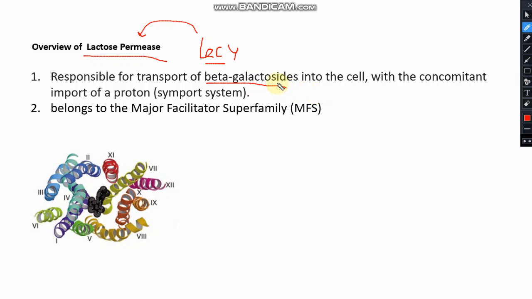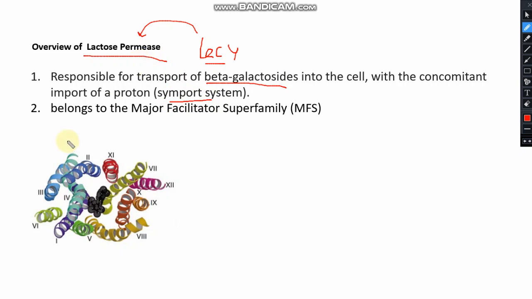The beta-galactosides are the compounds that contain the beta-galactoside linkage. The most abundant beta-galactoside compound is lactose. Lactose is utilized by the bacteria as their energy source, and the lactose permease transports this lactose into the bacterial cell by exploiting different kinds of mechanisms, that is the symport system and the proton gradient system.